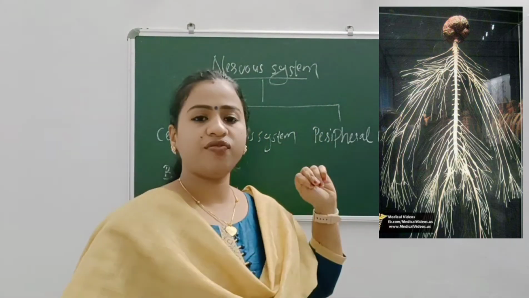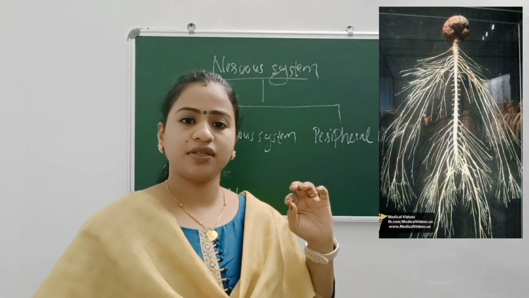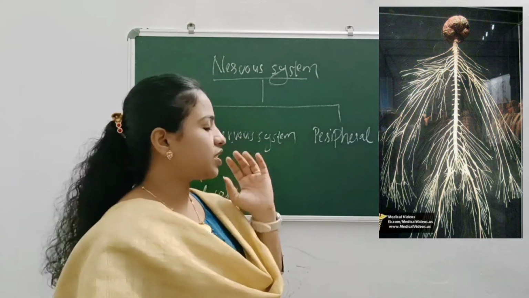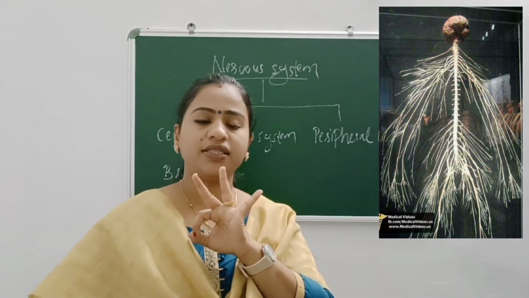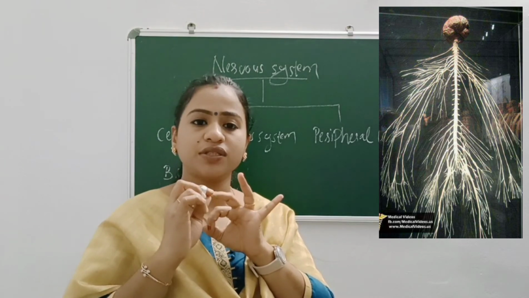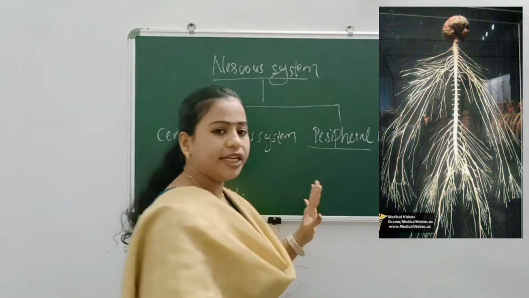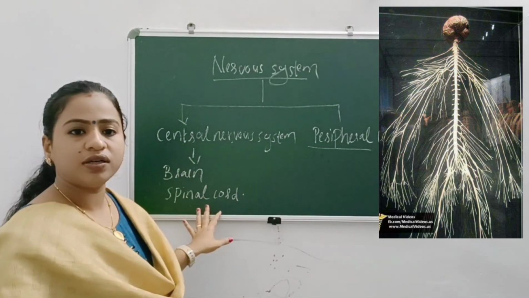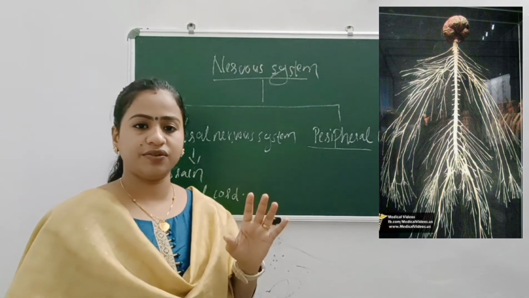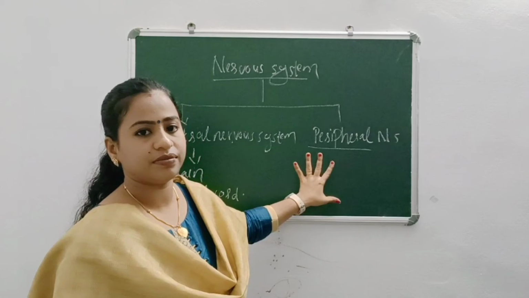Then what is the peripheral nervous system? It is about our nerves. The nervous system consists of mainly three parts: brain, spinal cord, and nerves. The main two parts, brain and spinal cord, come under the central nervous system, and the last one, the nerves, come under the peripheral nervous system.